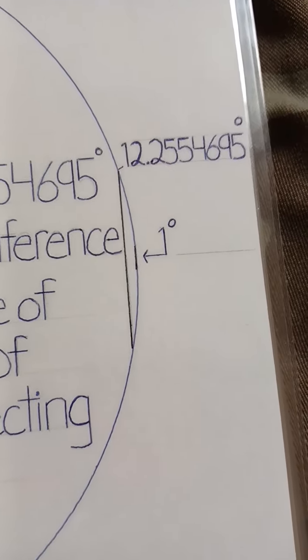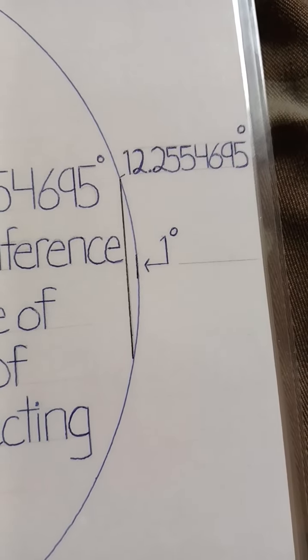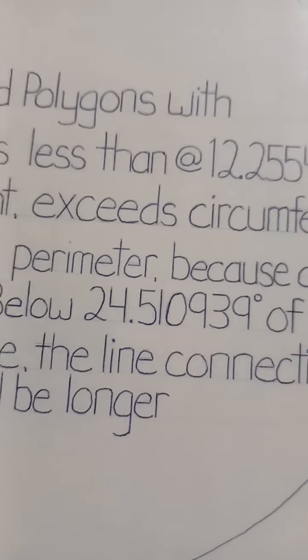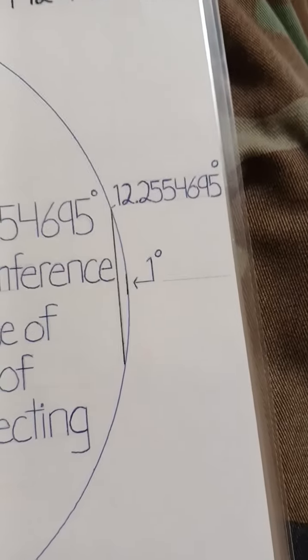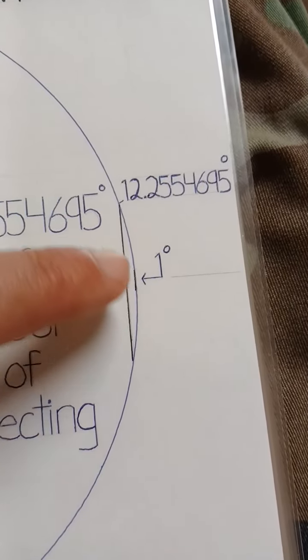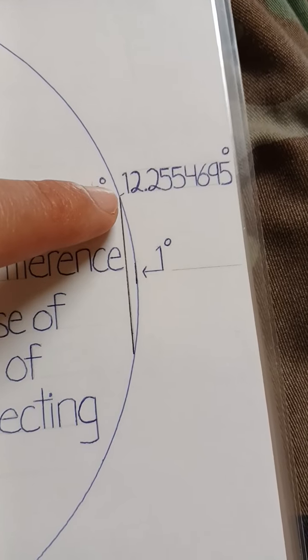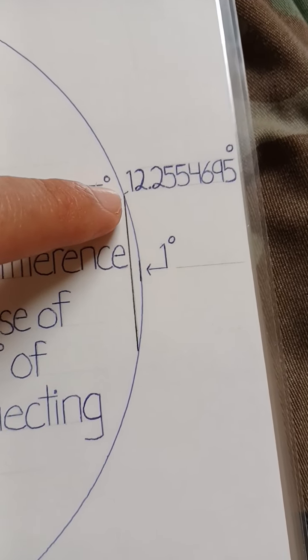12.2554695 degrees. You go the opposite way below zero the same amount for a total of 24.510939 degrees. So the curve is shorter than the straight line all the way up to here, and then it's 1 for 1, the exact same length.